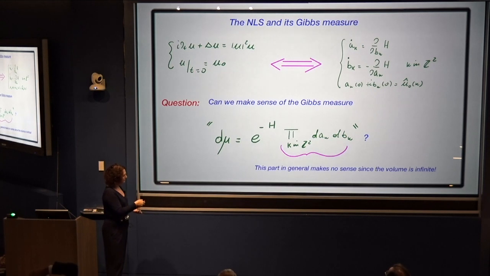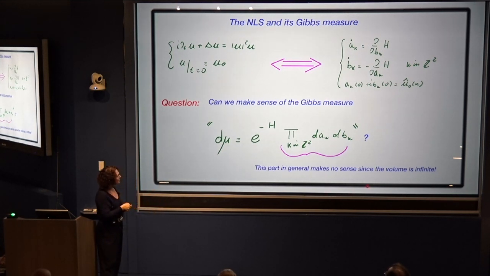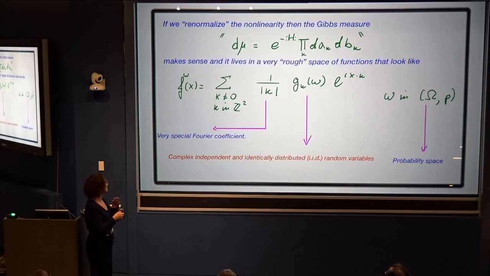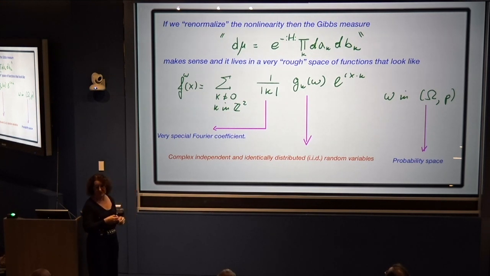You wanted to make sense of this measure here. Obviously, the volume measure doesn't make any sense because we are in infinite dimension. But maybe you're lucky, and this one, which I wrote in quotation marks because as it is, it really makes no sense, can be defined. And that, in fact, is the case. As long as you do something to the Hamiltonian, you have to renormalize it. I'm not going to tell you what that is, but another way of thinking about it, you have to remove certain frequencies in the nonlinear interaction. So this can be made sense of.